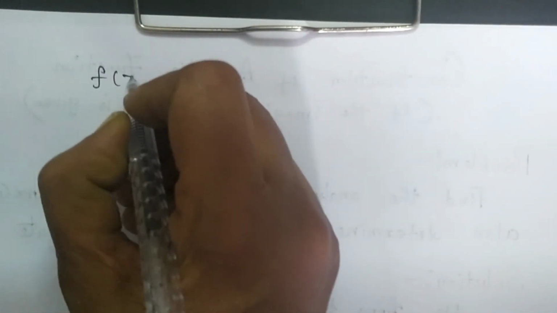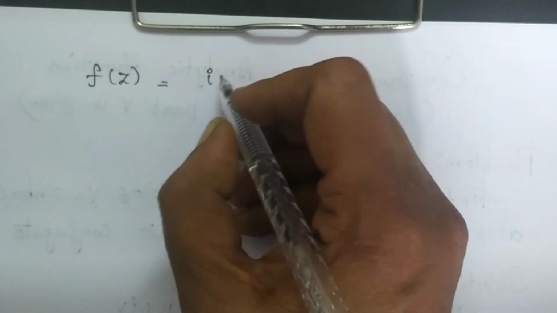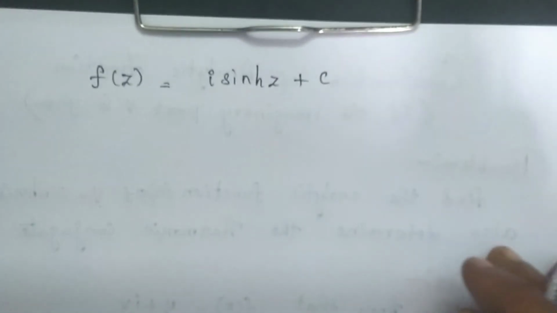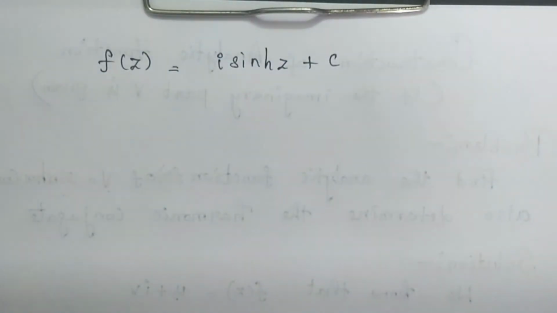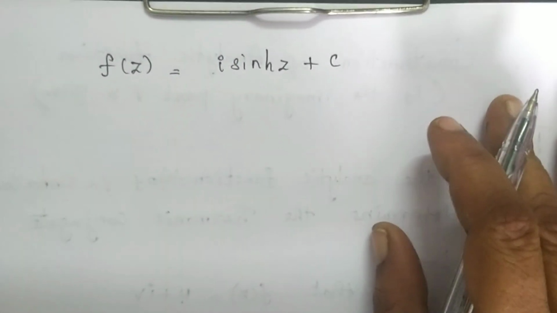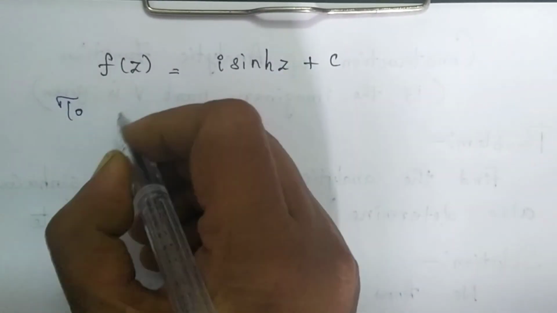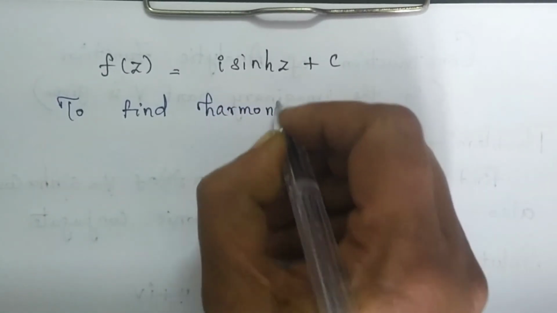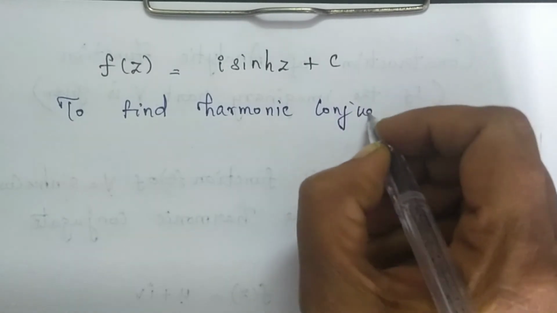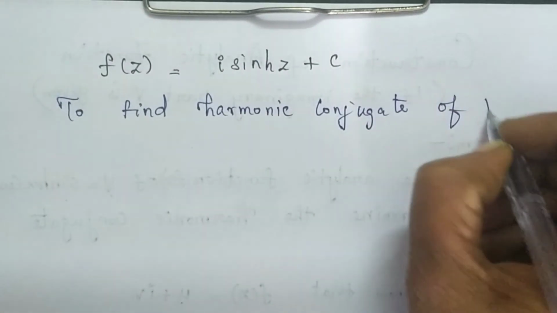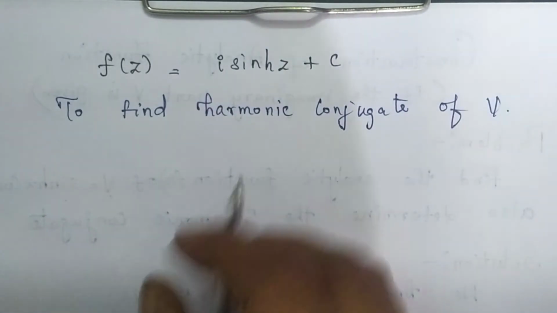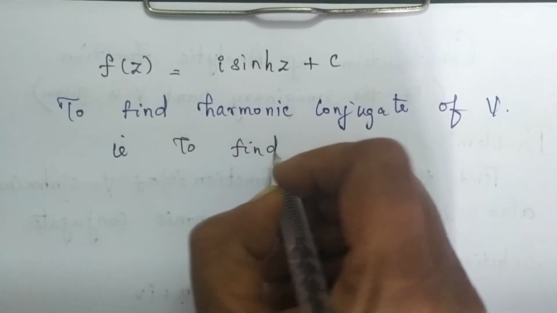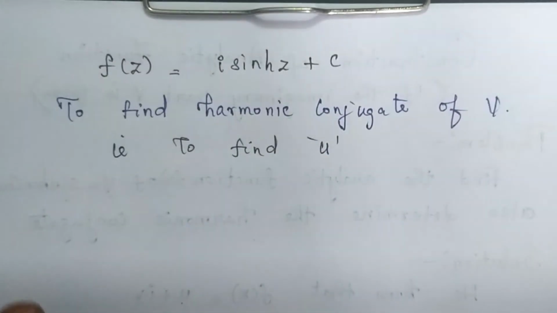So f of z is equal to, now we found the value of f of z is i into sin hz plus some integrating constant c. So now I am going to find the harmonic conjugate of v. What is the harmonic conjugate of v? u. To find u, because u is a harmonic conjugate of v, right?